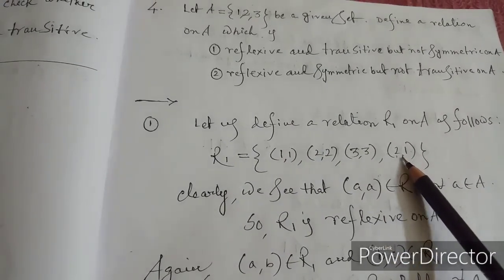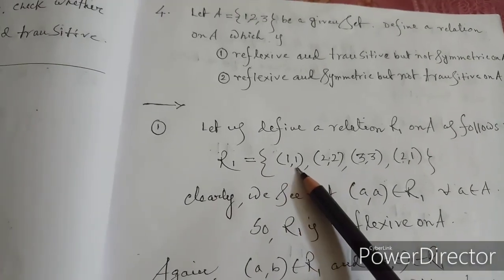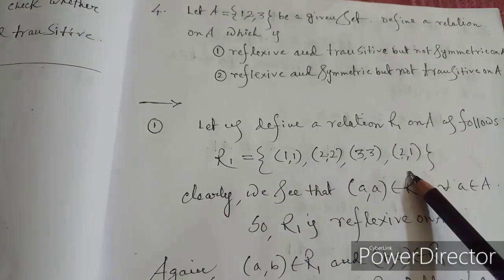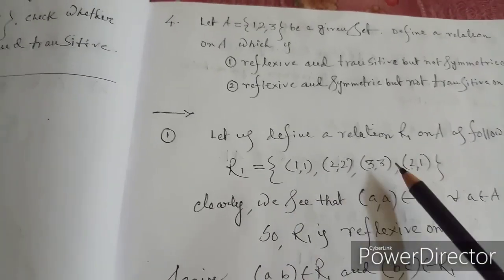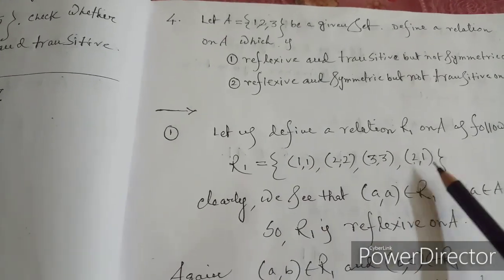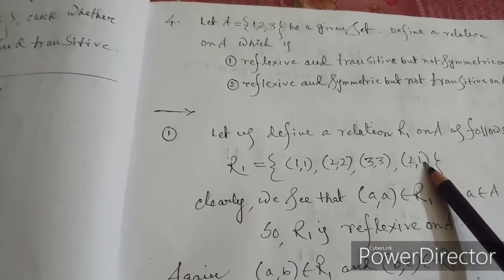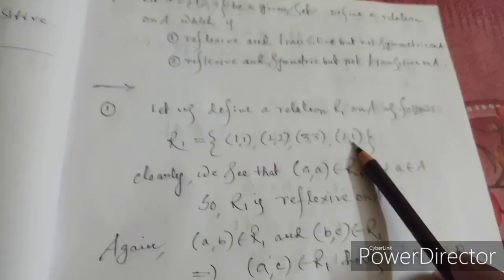Similarly, look at that: (2,1) belongs to R1 and (1,1) belongs to R1. What is the common portion? This one and that one. So (2,1) should belong to R1. Yes, (2,1) belongs to R1. So this relation is clearly transitive. But this relation is not symmetric.